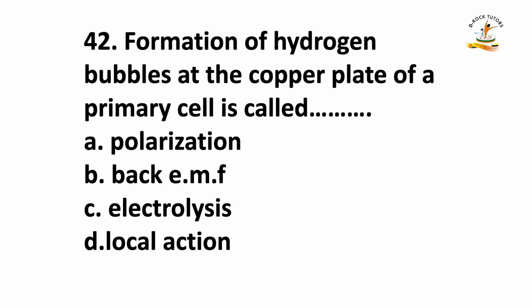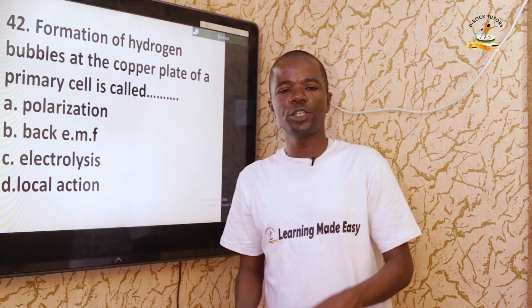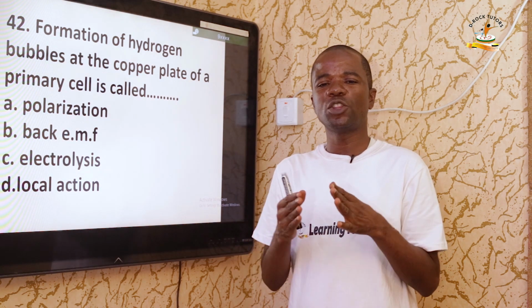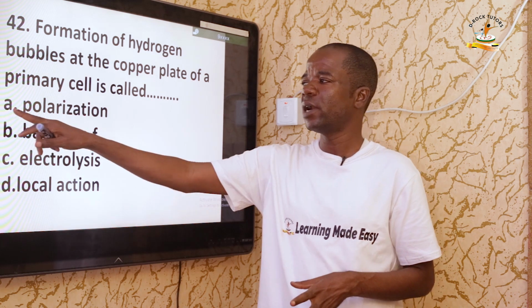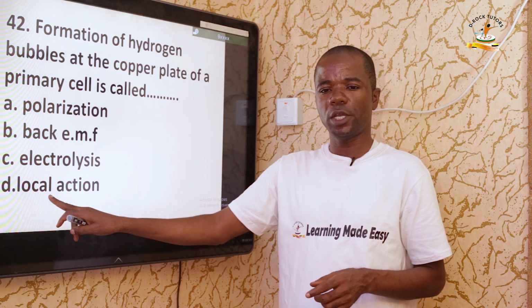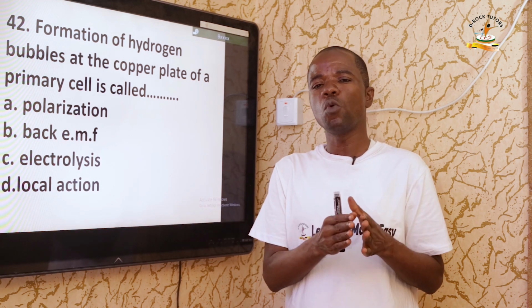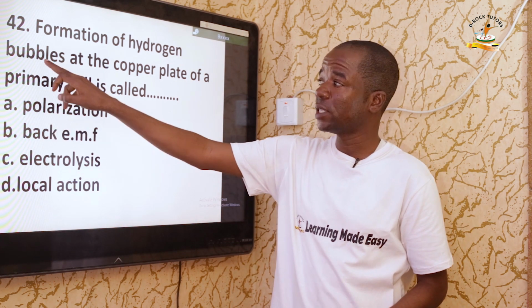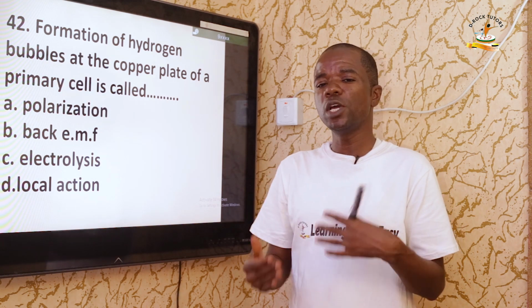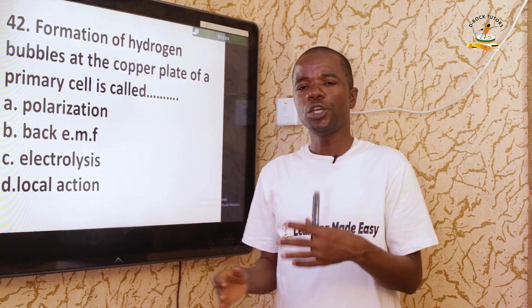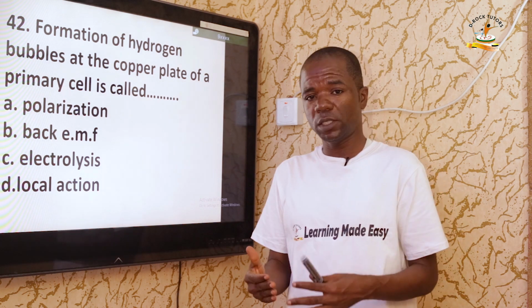Let's go to number 42. Formation of hydrogen bubbles at the copper plate of a primary cell is called, the correct answer is polarization. We define polarization as the formation of hydrogen bubbles at the copper electrode. That is what polarization is. Don't forget that polarization and local action, which is option D here, are two defects of a primary cell. But polarization is the correct answer here because it is the accumulation of hydrogen bubbles at the copper plate. Local action, on the other hand, is caused by the presence of impurities in the zinc electrode.